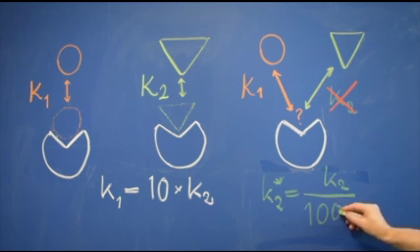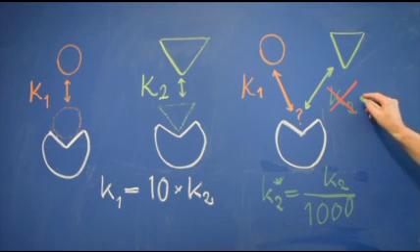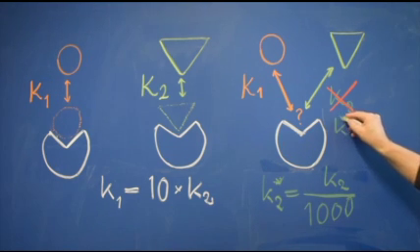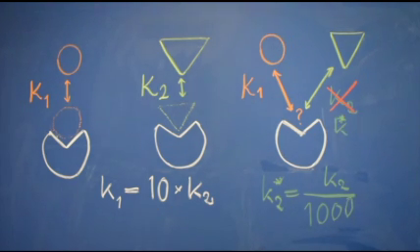In fact, the weaker binding molecule is hardly detected. Its binding constant is diminished by a factor of 1000 in the presence of the competitor.